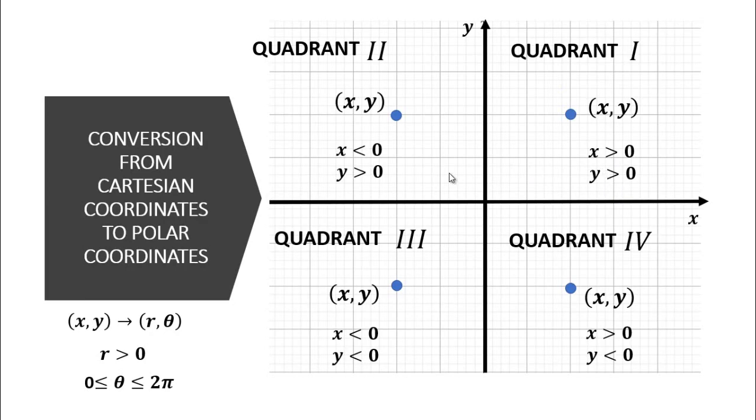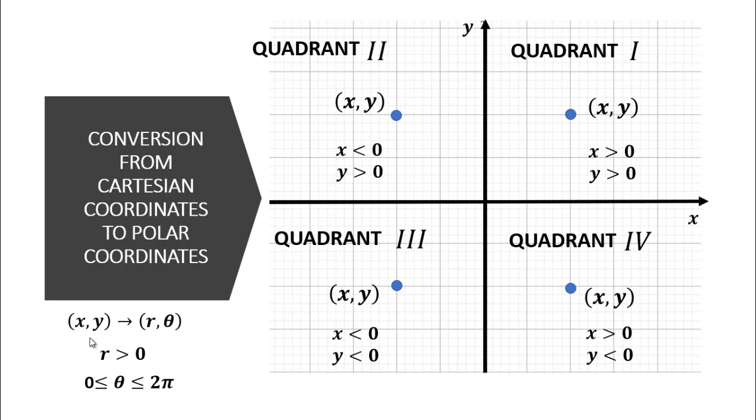The second case is when we have the point in the second quadrant of the Cartesian plane, and here x is negative and y is positive. The third case is when we have the point in the third quadrant of the plane. In this case, x is negative and y is negative also. And the fourth case is when we have the point in the fourth quadrant of the plane. In this case, x is positive and y is negative.